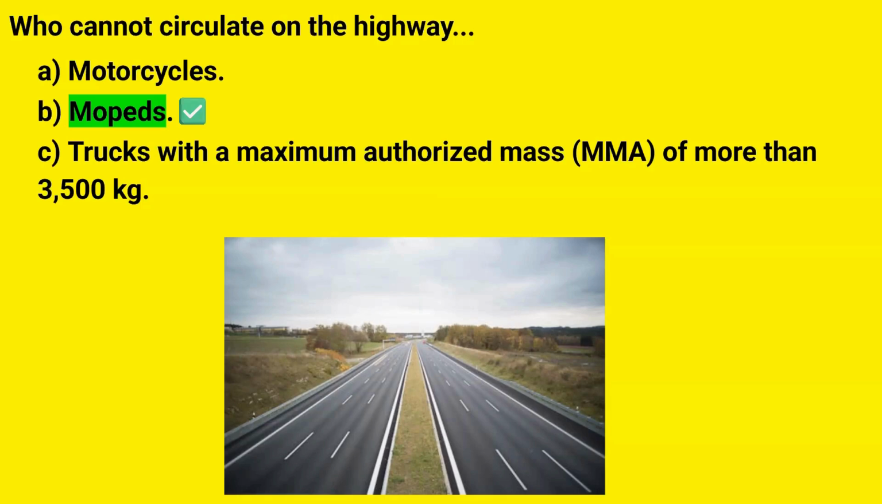Who cannot circulate on the highway? Mopeds, because of the speed. The speed limit of a moped is 45 km maximum, and the minimum requirement on the highway is 60 km. So that's why they are not allowed to go on the highway.